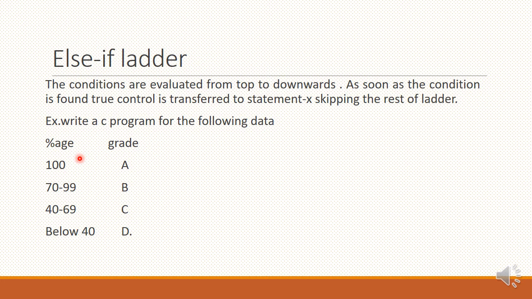What are the conditions here? I have taken a simple example of percentage for better understanding. If percentage is 100, then it should print grade A. If percentage is 70 to 99, then the grade of the student is B. If 40 to 69, the grade of the student is C. Then if the student has below 40, it should print D. So in this way, I have 4 conditions in this program.